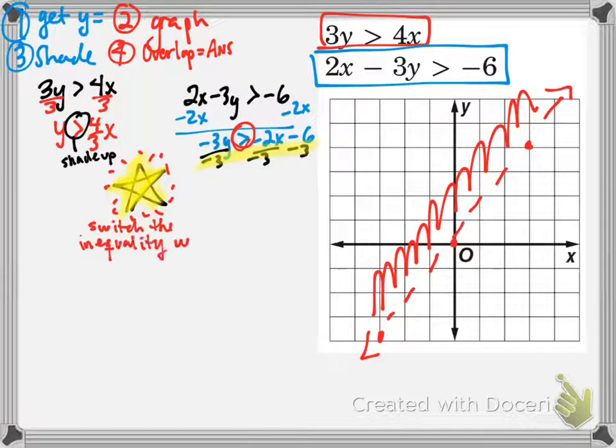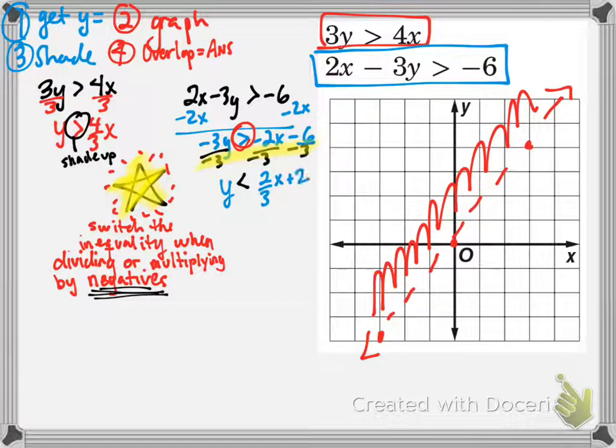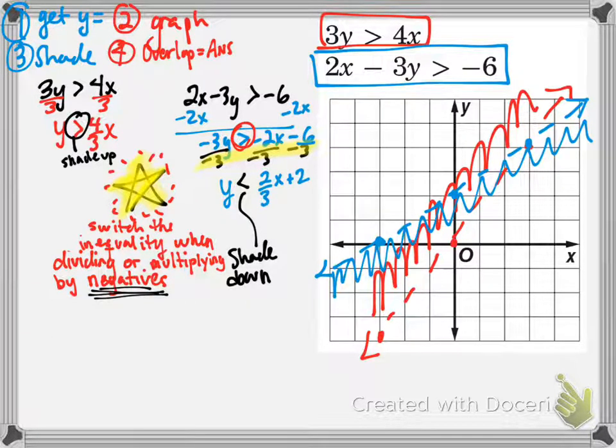Because we divided by a negative, we need to switch the inequality. Anytime you multiply or divide by a negative, you switch the inequality. All right, so notice that this is now the other direction, which means I actually have to shade down on this one. So there's my line, there's my shading. The overlap is the answer.